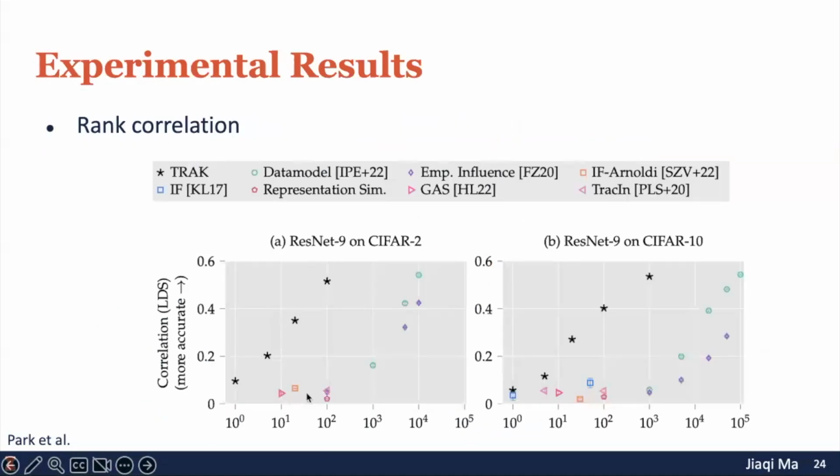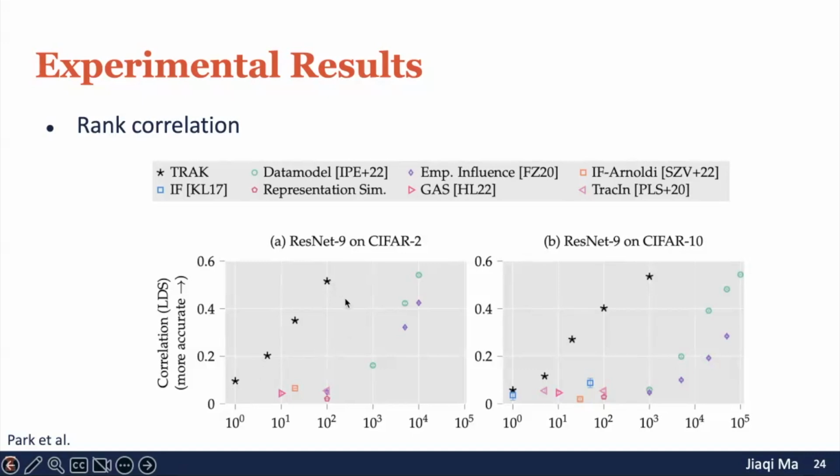Now let's revisit their experiment results. Here the x-axis is the computation cost, while the y-axis is the correlation between the counterfactual prediction and the ground truth obtained by actual retraining. For the TRAK method, there are results with different computation costs, and these are due to the use of different numbers of ensemble models. When we have more ensemble models, that leads to higher computation cost.